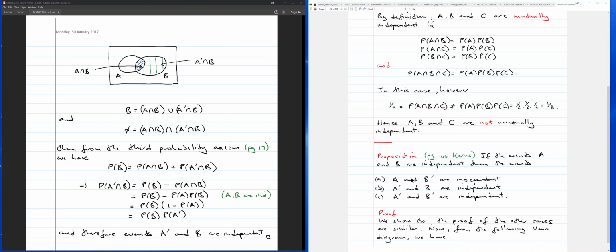Something else we would need for independence is that if A and B are independent, then A and B complement are independent, A complement and B are independent, and A complement and B complement are independent. The proof of the second part is in the notes, so you can take a look, but we're not really going to get into the details here. The main thing is that if A and B are independent, then A and B complement, A complement and B, and A complement and B complement are all independent.